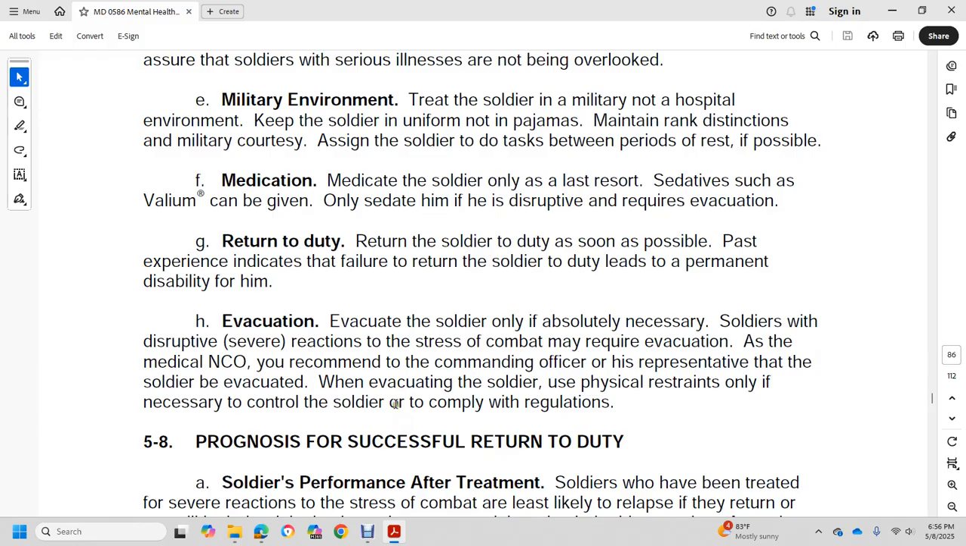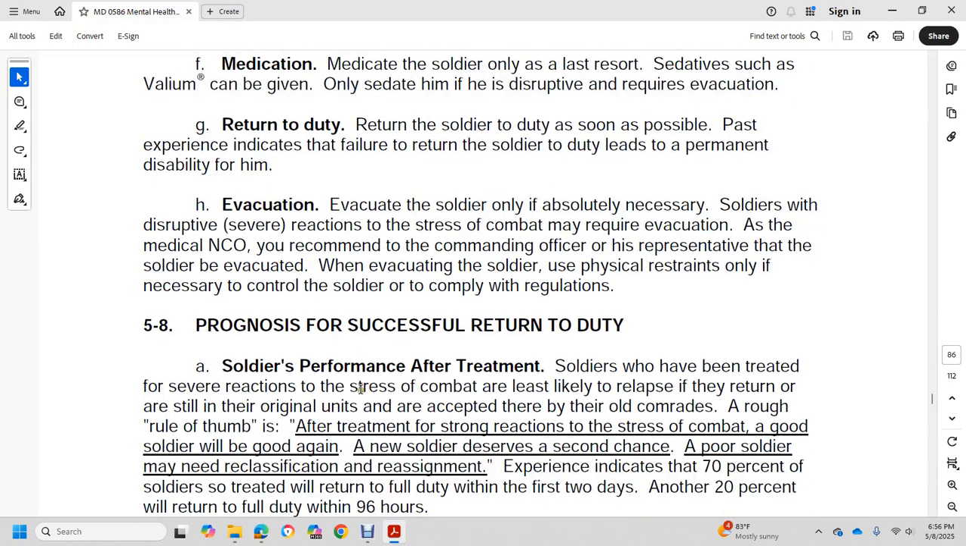5.8 Prognosis for successful return to duty. Soldiers perform well after treatment. Soldiers who have been treated for a reaction to combat stress are less likely to relapse. Some of them return to their original units, eager to be with their older comrades. A rough rule of thumb is that after treatment and rest, a good soldier will be good again. A new soldier just needs a second chance. A poor soldier needs reclassification and reassignment.